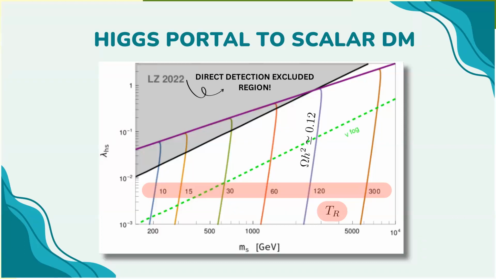Can I just ask a question? If your reheating temperature is around the electroweak scale, would that affect the electroweak phase transition? Yeah, for sure. We could also be at lower values than the electroweak phase transition, so it might just not happen during the thermal history in that case.